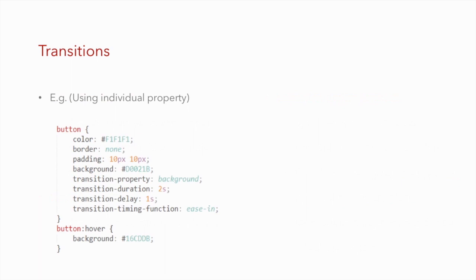Then this is one example of the transitions. Here we are going to use individual properties first that we have seen in the previous slides. To a button I am applying all these properties: color, border, padding, also background. And then we have the transition properties, where the transition property I have set is the background. Then transition duration is 2 seconds, transition delay is 1 second, and the transition timing function is ease in. And on the hover, I'm just setting background as a different color.